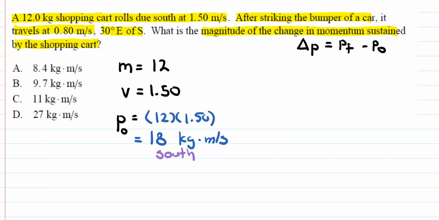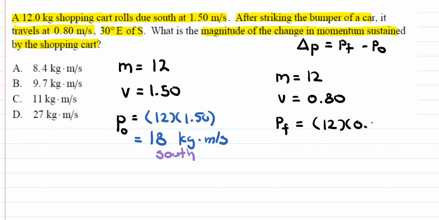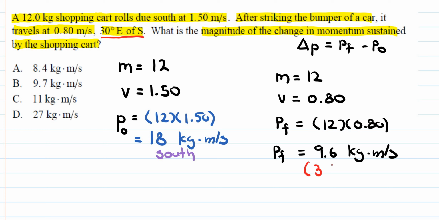Okay, after that, let's see what's happening after we strike the bumper of a car. Well, the mass is still going to be 12, but now the speed is going to be 0.8. Let's go ahead and find the magnitude of the final momentum there, which will be 12 times 0.80. Then our final momentum here is going to be 9.6 kilograms times meters per second, and we're going in this 30 degrees east of south.